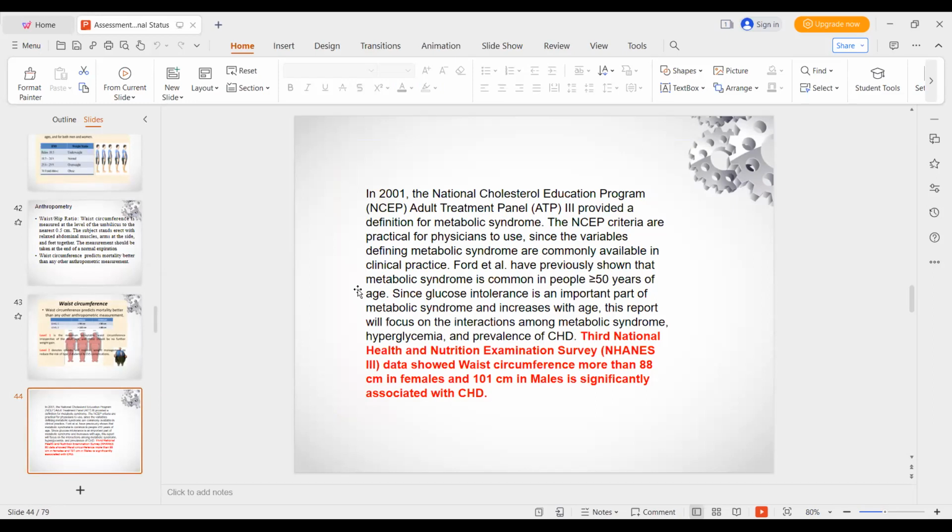Ford et al. have previously shown that metabolic syndrome is common in people more than 50 years of age, since glucose intolerance is an important part of the metabolic syndrome and increases with age. This report will focus on the interaction among metabolic syndrome, hyperglycemia, and prevalence of chronic heart disease. Third National Health and Nutritional Examination Survey data shows waist circumference more than 88 centimeters in females and 101 centimeters in males is significantly associated with chronic heart disease.